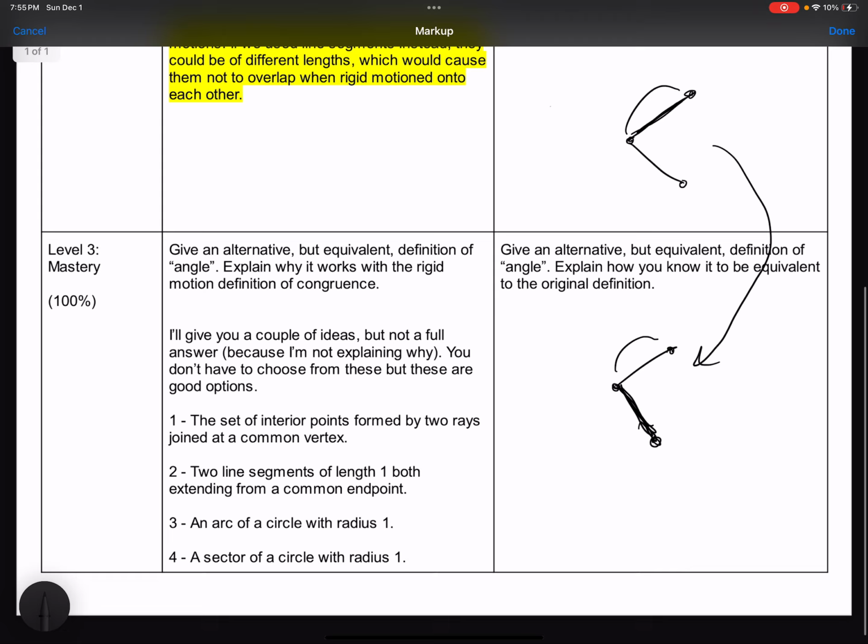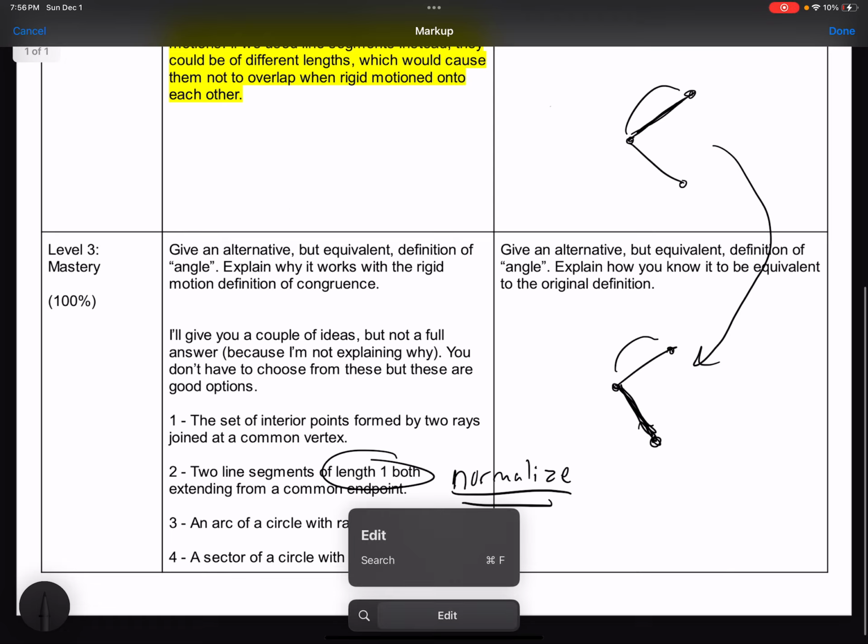So what you've done is called normalizing it. I'll even write that fancy word down for you because you guys are the geniuses. Normalize is to make everything the same length. So now you're no longer saying, oh, my angles, one is really big and the other is really small. Now every piece is defined to always be the right length. So we're talking about the 2 line segments of length 1 extending from a common endpoint, and that would form an angle as well. So that's a way to work with it.